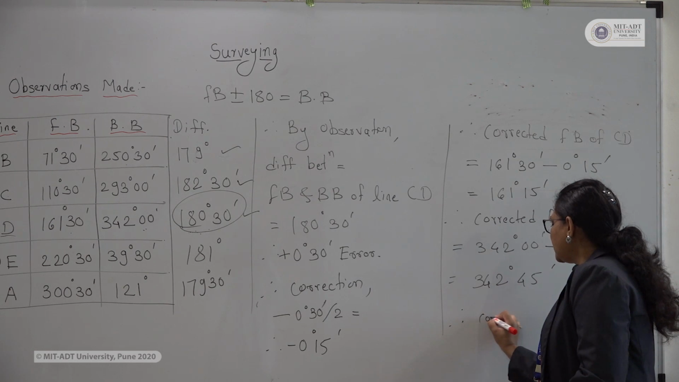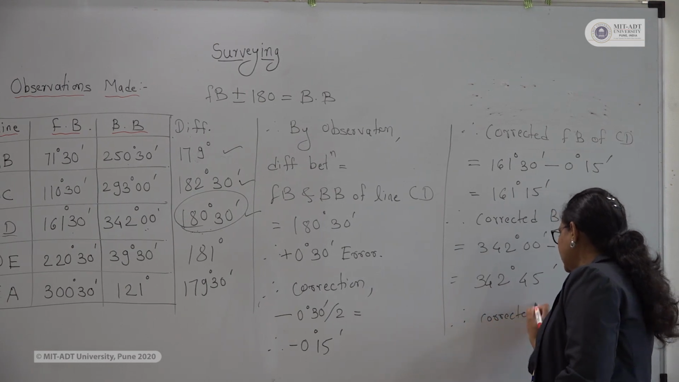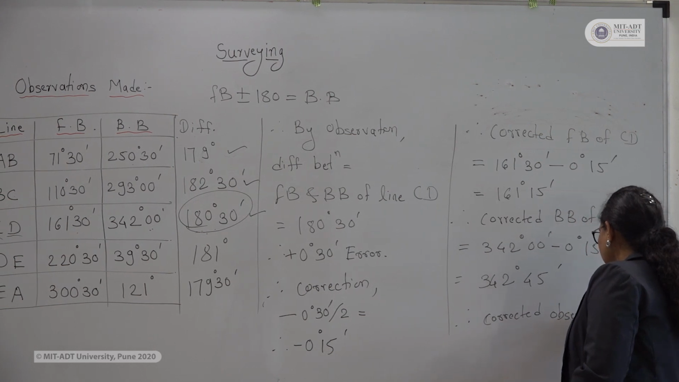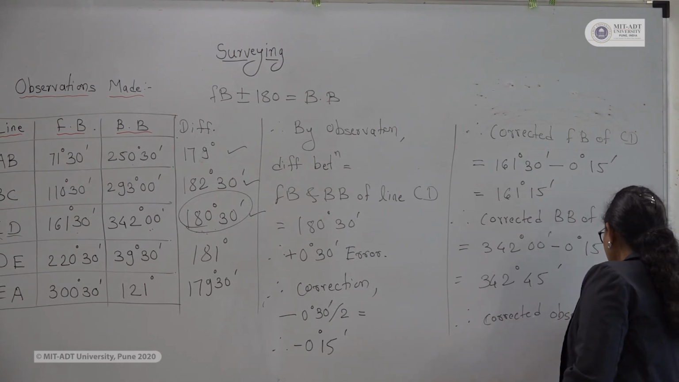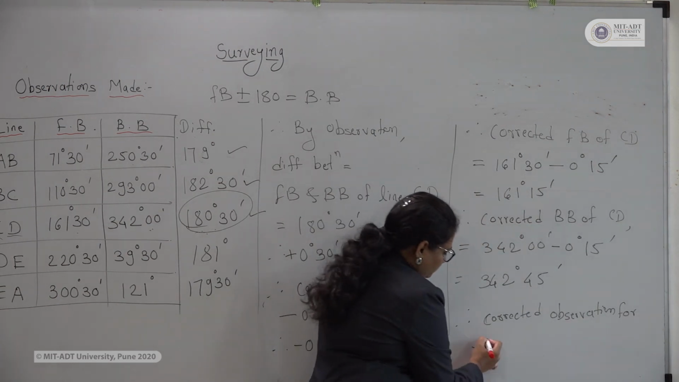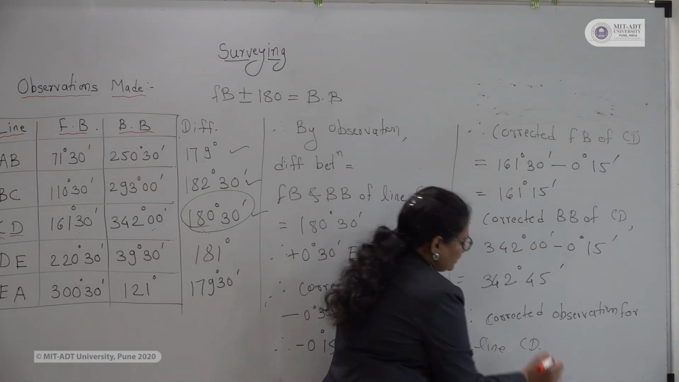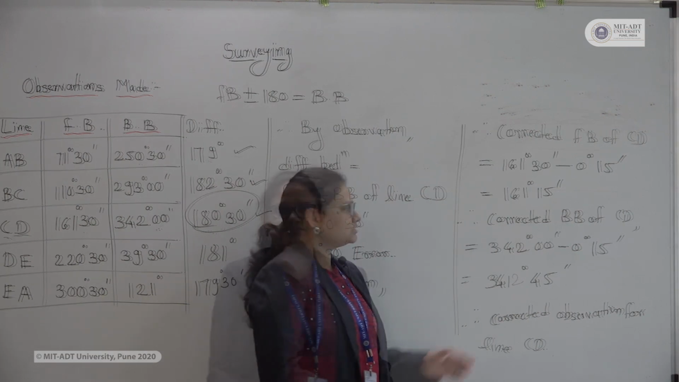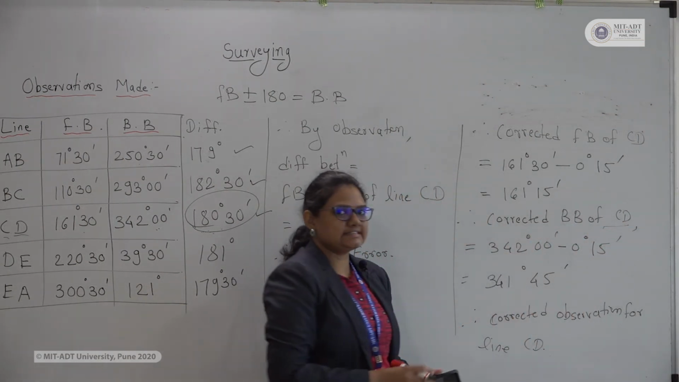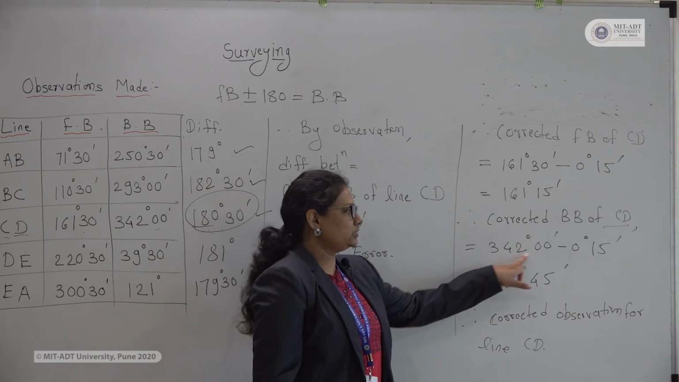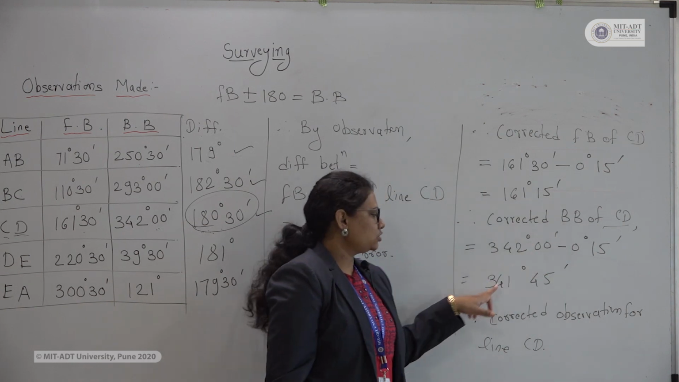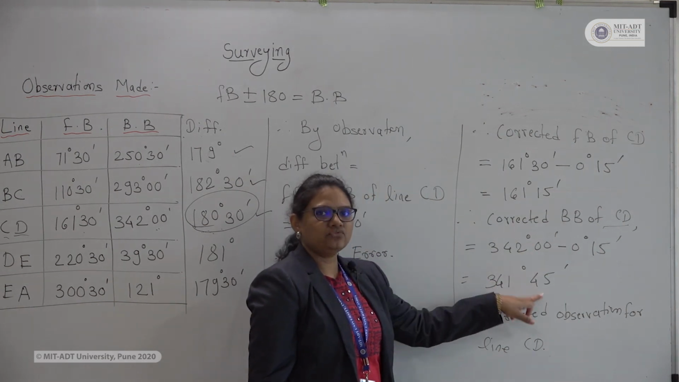So, these are our corrected observations for line CD. Similarly, the corrected back bearing of this line CD will be 342 degrees 0 minutes minus 0 degrees 15 minutes. So, you will get 341 degrees 45 minutes.